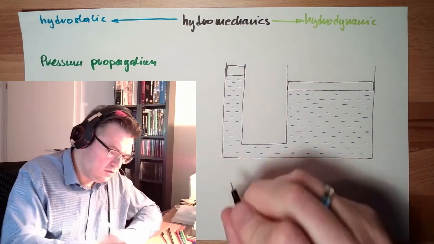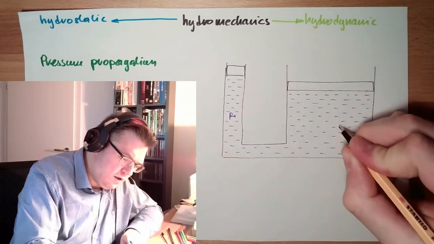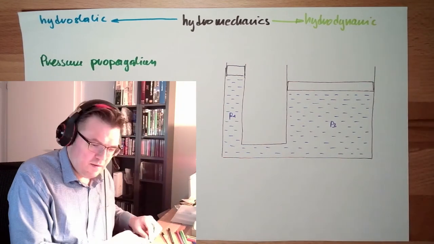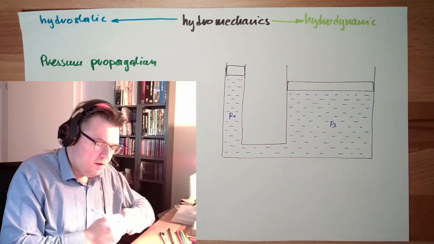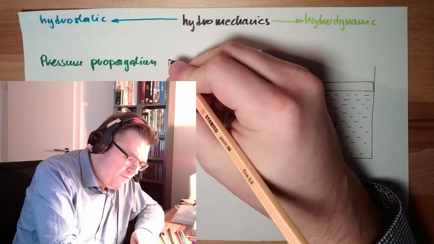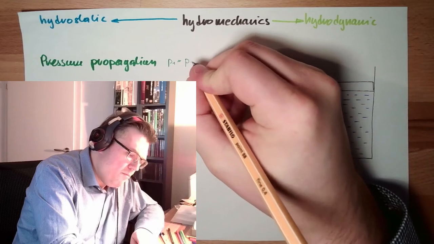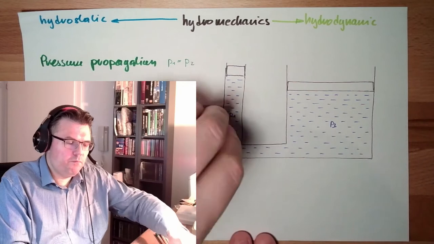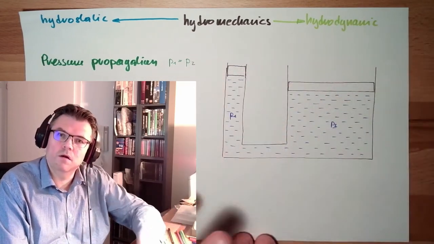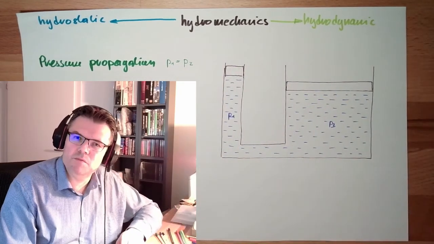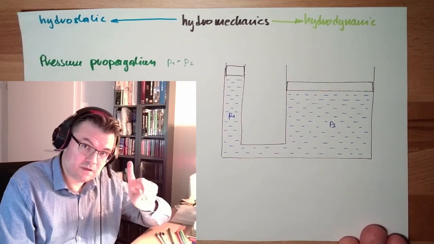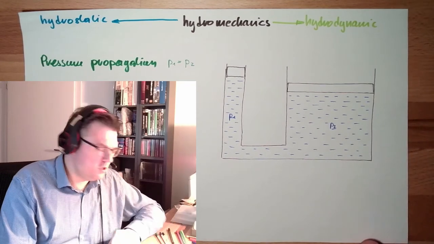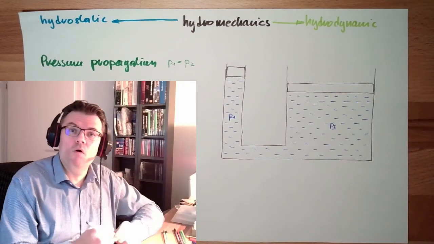It's the same pressure. So here we have the pressure 1 on this side, on this side we have the pressure 2. And pressure propagation law means that in a combined system, everywhere is the same pressure. The pressure from here is propagating to here. Everywhere inside the liquid is the same pressure, hydrostatically. If there's movement, it looks a little bit different. Pressure propagation, one base law of hydraulics.